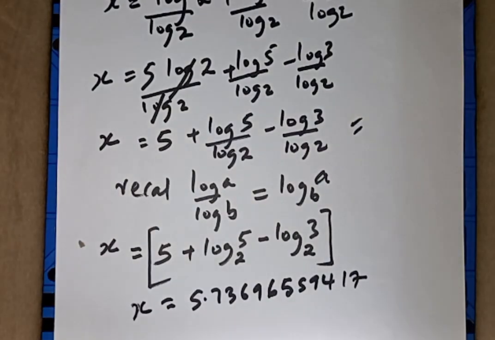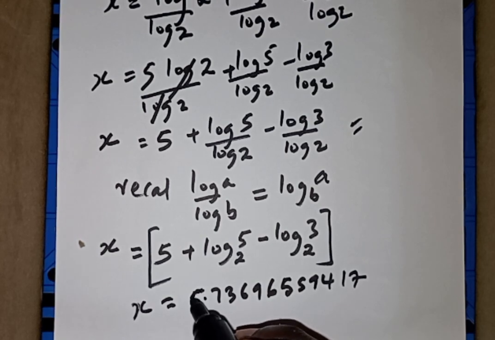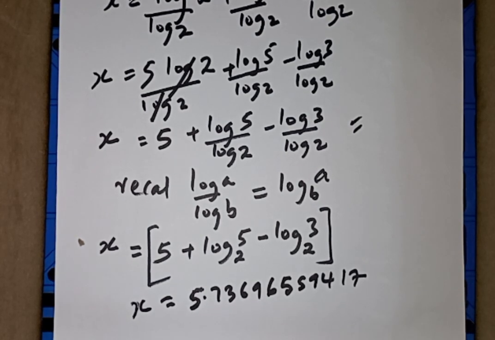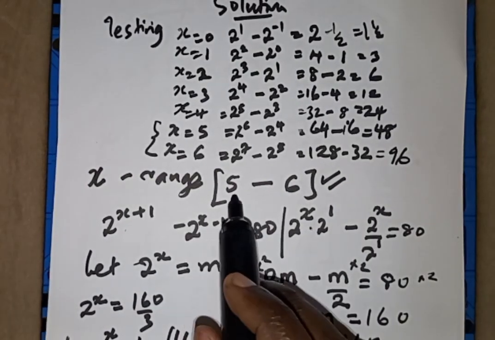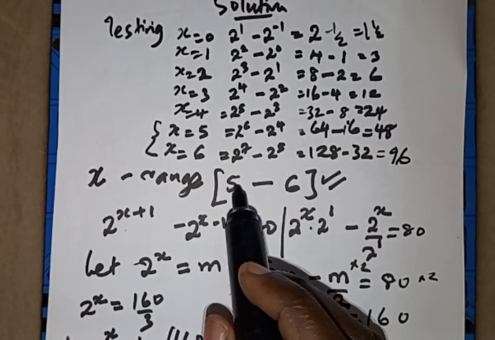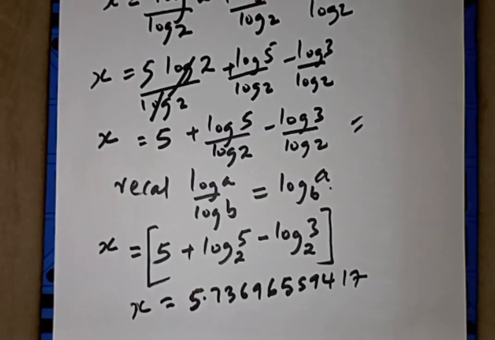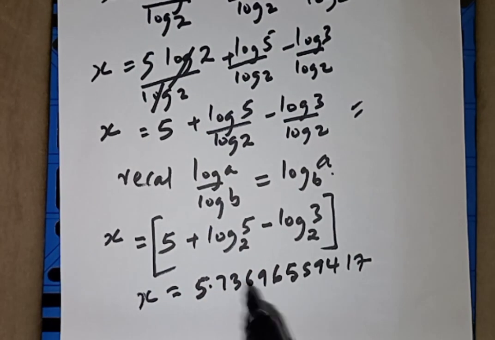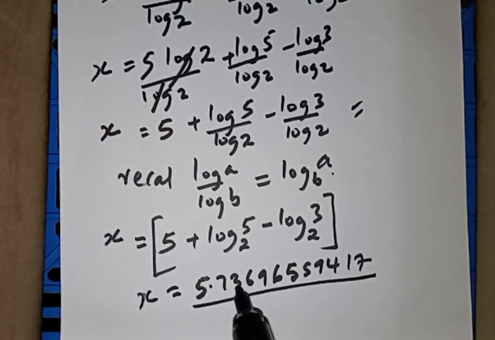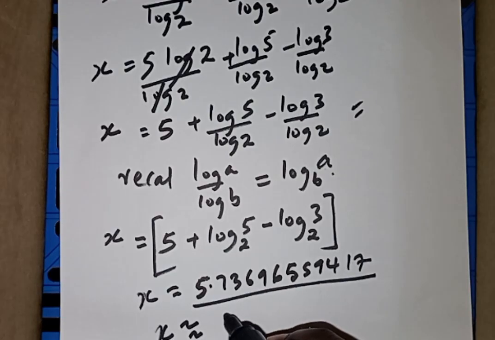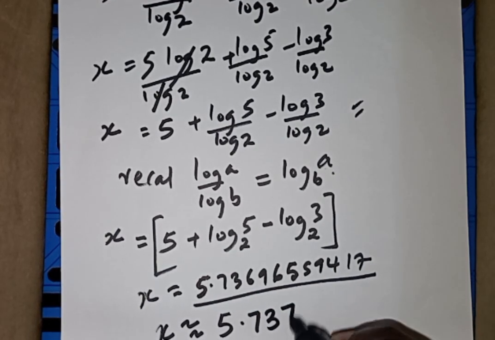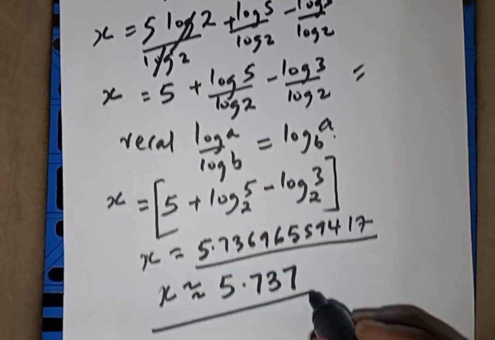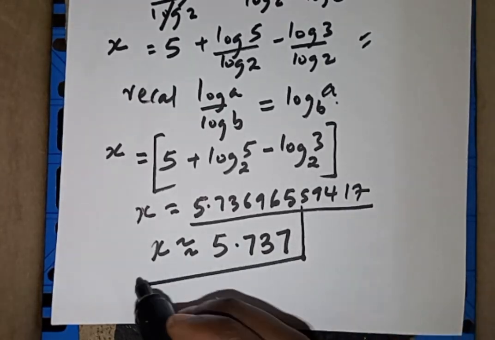I'm glad this is actually what we predicted earlier, since we said that our x is in the range of 5 to 6, and we've managed to get the value of x as 5.7, which can be approximately written up to 4 significant figures as 5.737. So good people, we have come to the end of this tutorial.